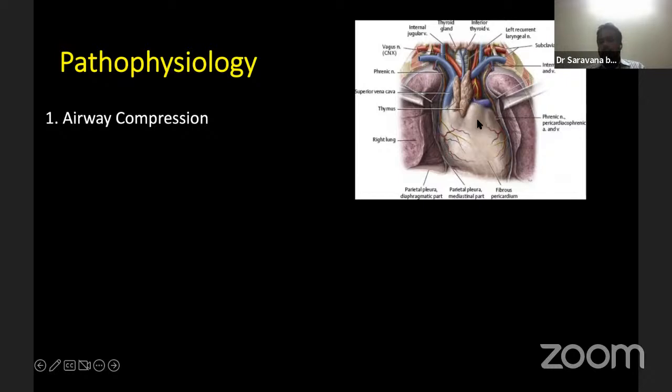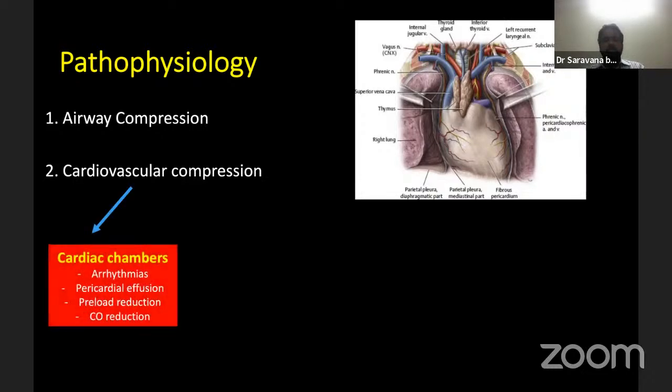And if it goes below, it may cause some compressive effect on the right ventricle and the right ventricular outflow tract, producing significant hypoxemia and desaturation. So the pathophysiology depends upon where the mass goes and compresses the airway or the cardiovascular structures.